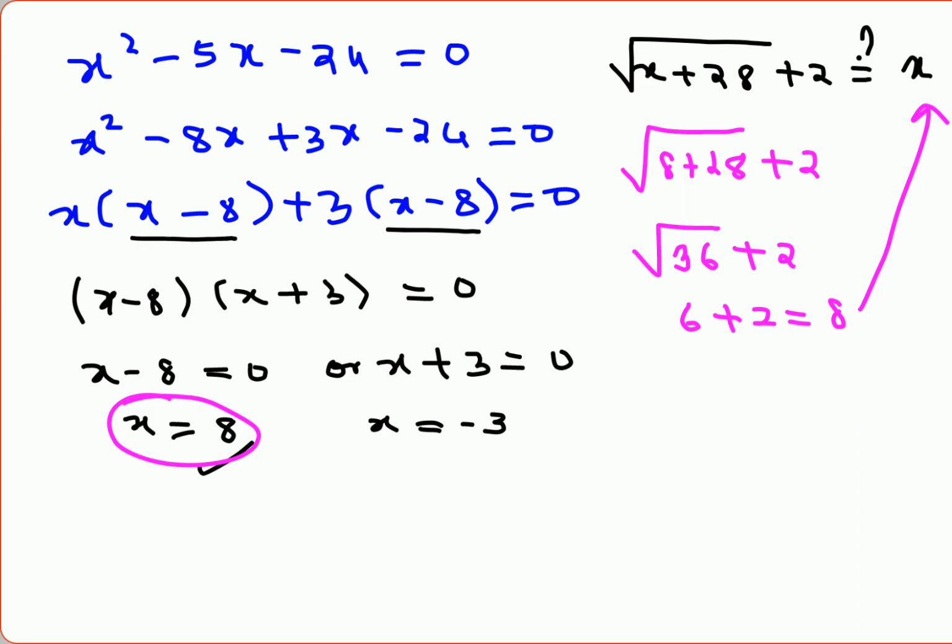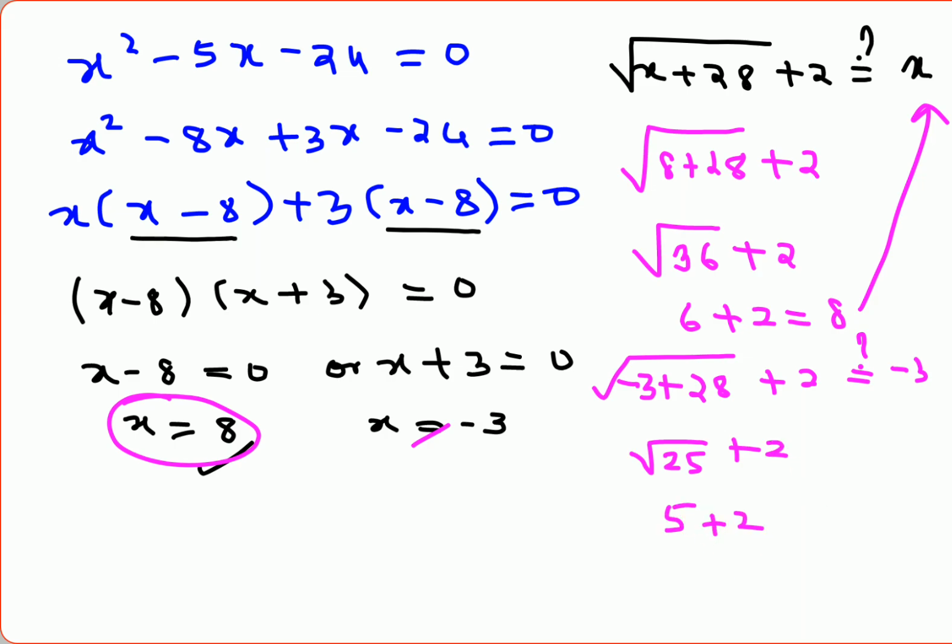Now let's put x as minus 3. So we have root of minus 3 plus 28, plus 2. We'll check whether that gets you minus 3 or not. So minus 3 plus 28 gets you 25. Plus 2. So root 25 is 5, plus 2, that gets you 7, which is not equal to minus 3. So I will say out of these two values, this value of x is discarded.